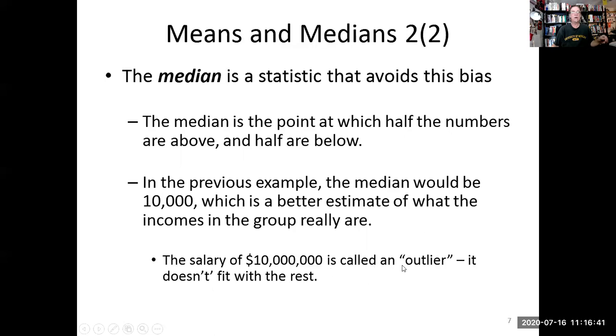Okay, so the median is a better estimate when you're talking about things like income that are not distributed in what we call the normal distribution. The normal distribution is that bell-shaped curve I'm sure you've seen before.